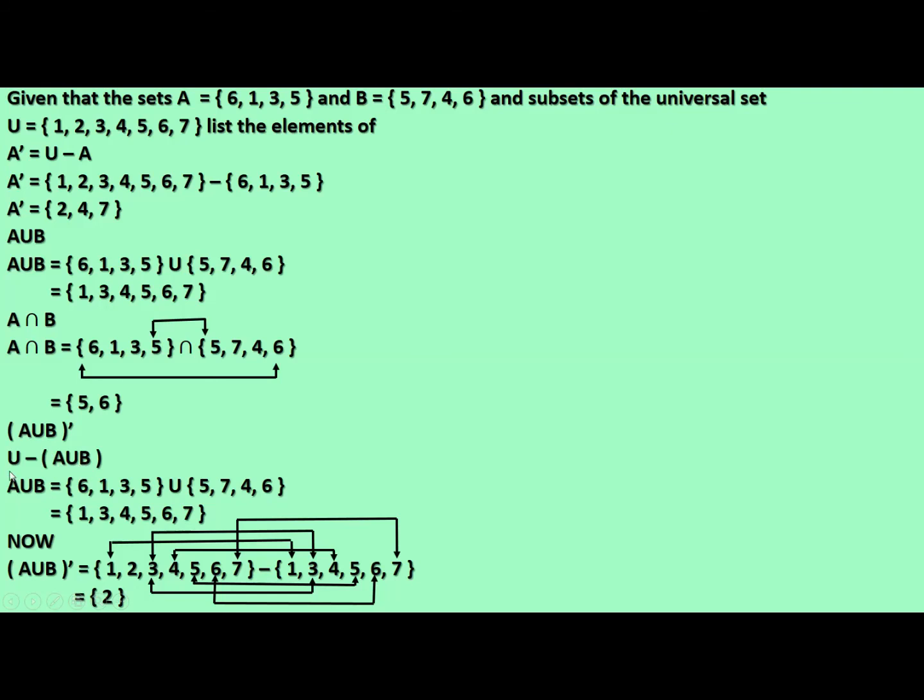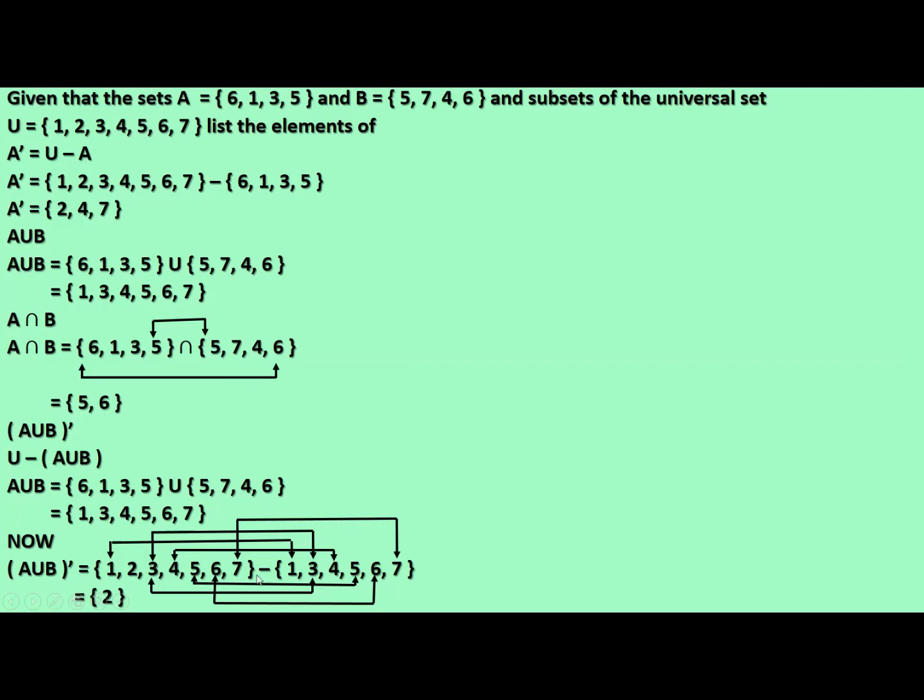Now which thing is left? U difference is left. So now we are going to solve U difference. See here, first U is coming, so first we'll write the elements of U. What are the elements of U? 1, 2, 3, 4, 5, 6, 7. Then the difference sign is there, put the difference sign. A union B we already solved, and the answer we got was 1, 3, 4, 5, 6, 7. So I have written here 1, 3, 4, 5, 6, 7.